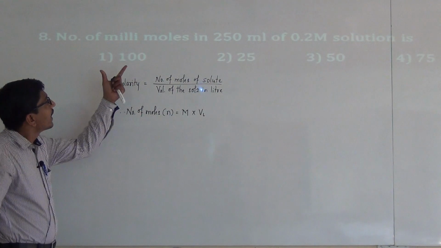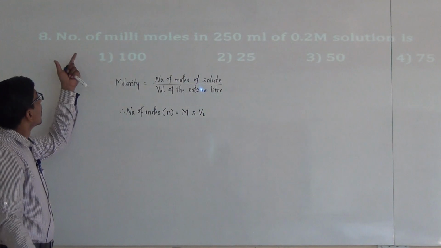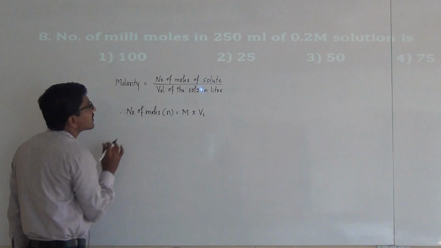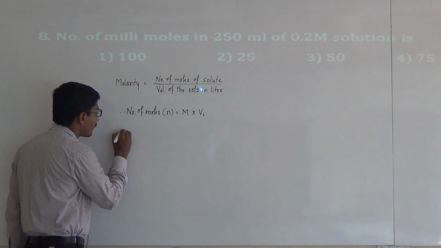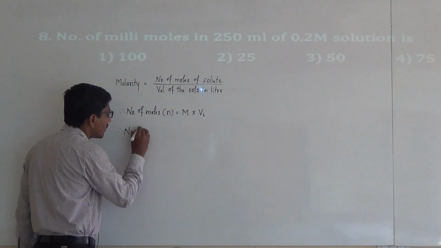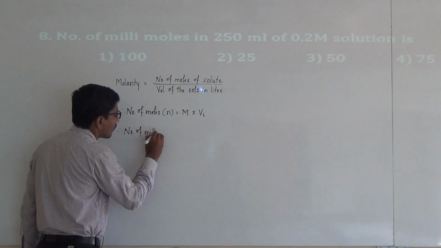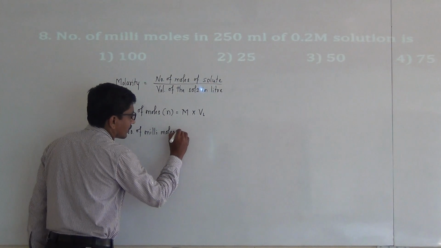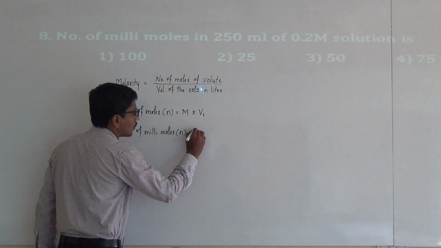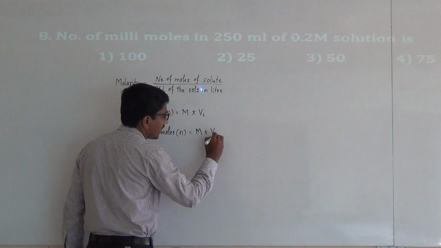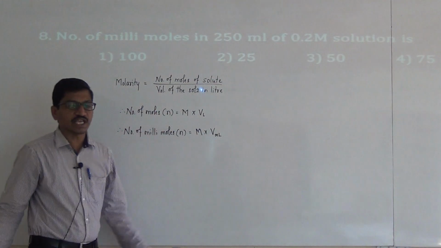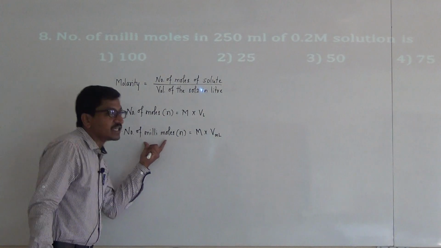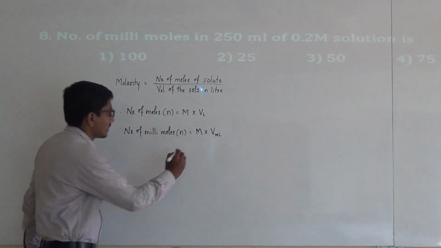But they asked the number of millimoles. This is the number of moles, and they asked the number of millimoles. Therefore, number of millimoles is equal to M into V in ml. If the volume of the solution is expressed in ml, then the number of moles is in terms of millimoles.